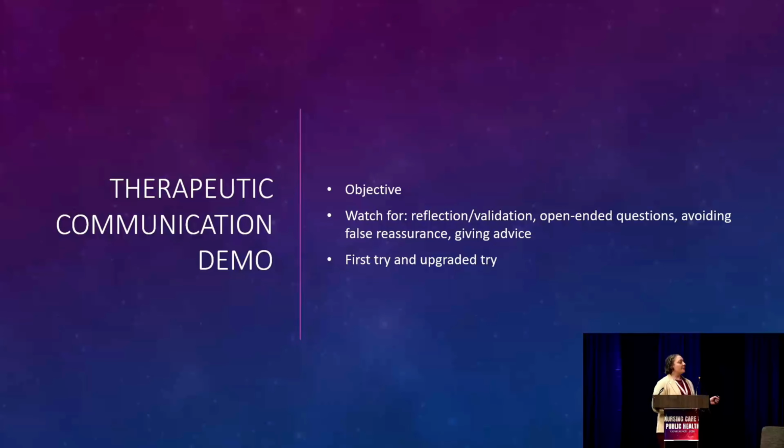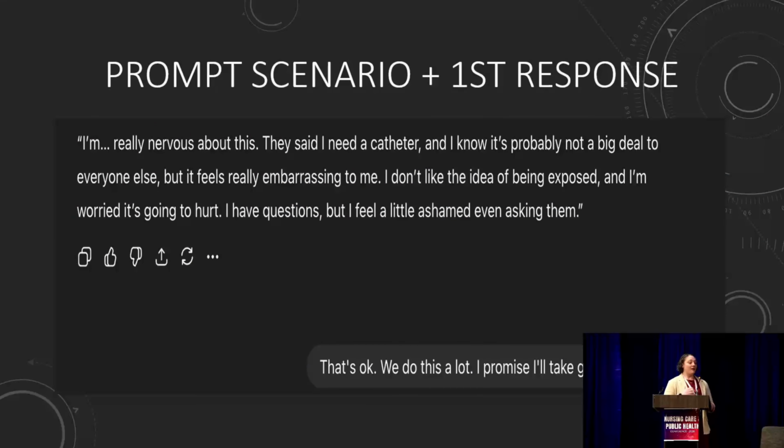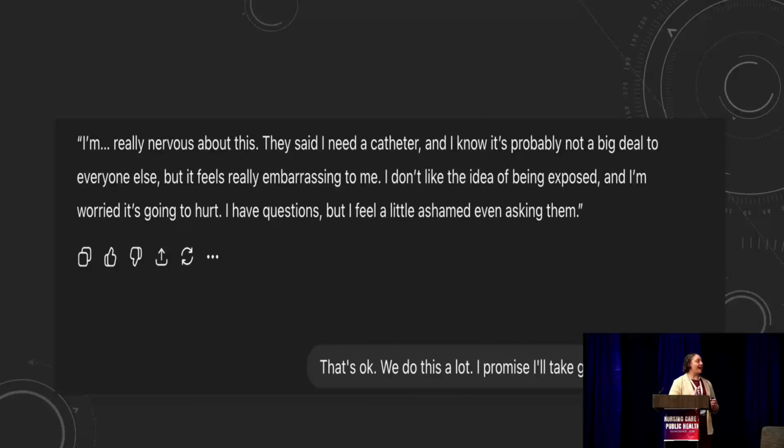So for my therapeutic communication demo, again, the objective is human connection. So I want you to look for reflection, validation, open-ended questions. Are we avoiding false reassurance and giving advice? We're going to try a first try, and then we're going to try a second try with our student demo here. And for full disclosure, I have shortened these just a bit to make them more readable on the slides, but also so that the AI can be a little verbose at times.